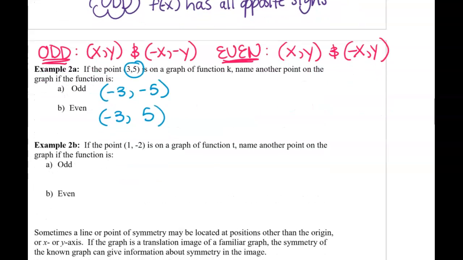Pause the video for a second and do this example 2b right here. So basically, if it's odd, we put in a negative 1, we should get a positive 2, sign flips. If it's even, if we put in a negative 1, our y value shouldn't change, so we still have negative 2.